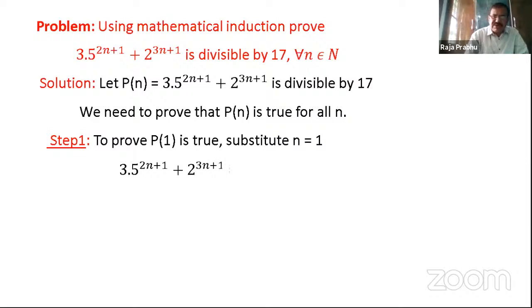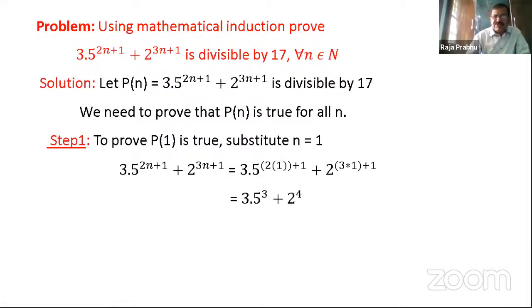You children, you please follow. Means in the power there is n. Therefore, simplify in the place of n, 1 here. Okay, 3 into 5 to the power 2n plus 1, nothing but 2 into 1 plus 1, plus 2 to the power 3 into 1 plus 1, which is equal to, what is that? 3 into 5 to the power 3. Here 2 into 1, 2 plus 1 is 3, and whereas 2 to the power 4, this 4 is 3 into 1, 3 plus 1 becomes 4. So it became, now it's a very ordered simplification, 3 into 5 cube.